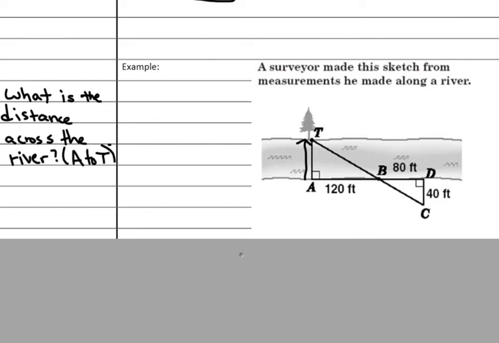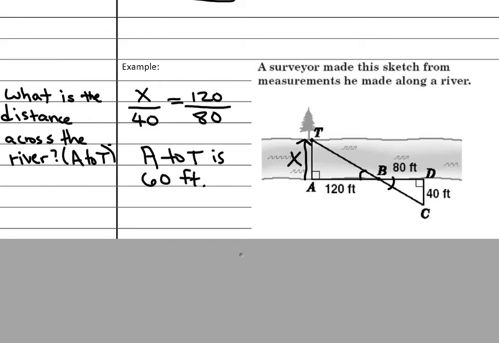So again, we have similar triangles because these two angles are vertical and angle A and D are right angles. So by the angle-angle postulate, we do have similar triangles. I'm going to call AT x. That's the distance across the river. And I'd like for you to set up a proportion and solve for x, the distance across the river. Pause the video and see if you get what I get. Okay, and you should have gotten that A to T is 60 feet. If you didn't get it, raise your hand and I will be happy to explain why.